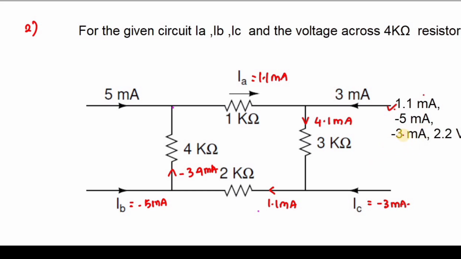So in order to find the voltage, I need the voltage across the 4K. So V is equal to 3.9 milliamps into 4K. So this must be my answer. I don't know how it came like this. Okay, 14.6 volts is the voltage across this 4K resistor.